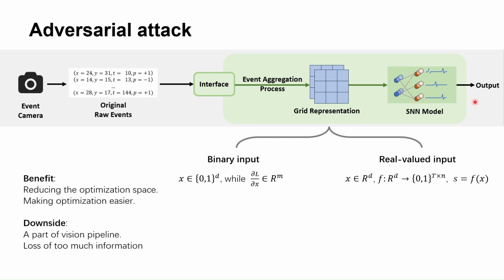Recent studies have shown that most adversarial attacks on SNNs target grid-based representations of data, often referred to as frames. It can be divided into the binary input and the real value input setting. While this approach simplifies the optimization process by reducing the optimization space, it also introduces some limitations.